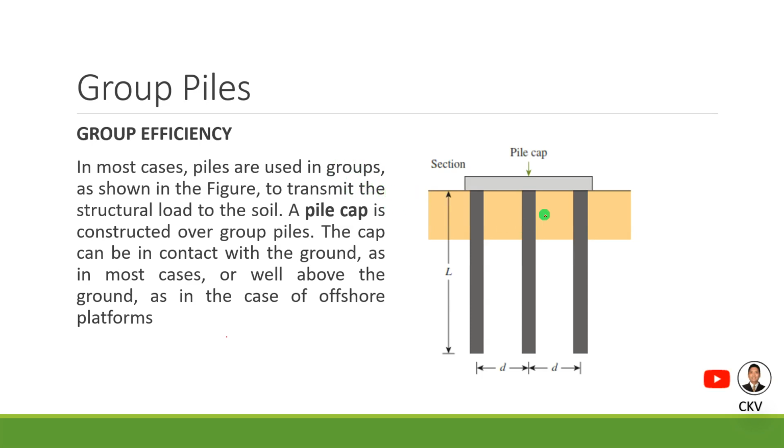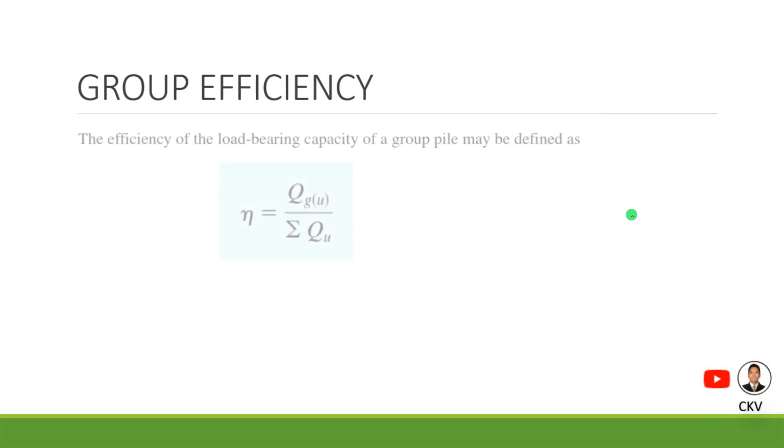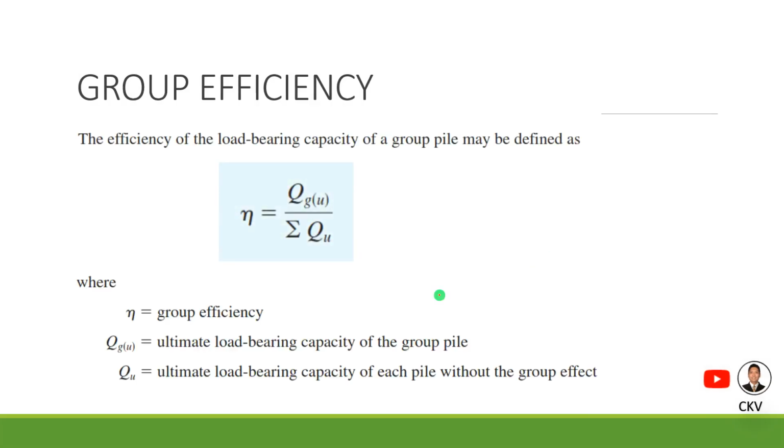soil. A pile cap is constructed over this group of piles, and the cap can be in contact with the ground, as in most cases, or well above the ground, as in the case of offshore platforms. So in order for us to compute the group efficiency of this group of piles, we have this equation.